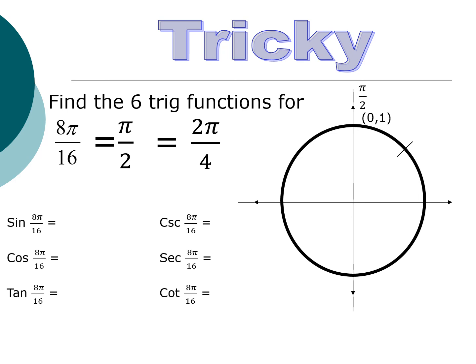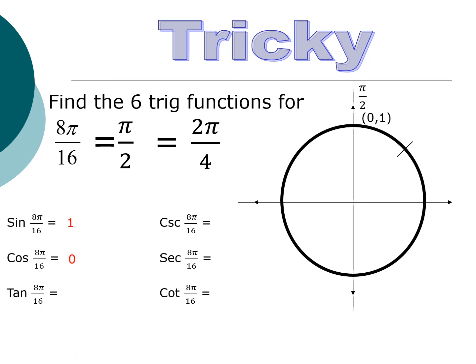So sine is usually opposite, but since there's no opposite, it's also considered the y value. Sine is always the y value. In this case, it's 1. Cosine is usually the adjacent, but since there's no adjacent, we also know that cosine is the x value.